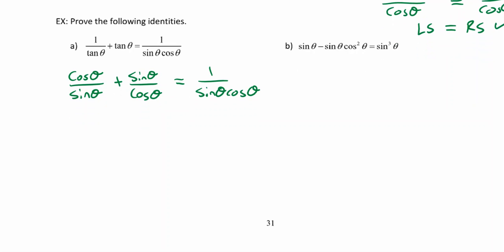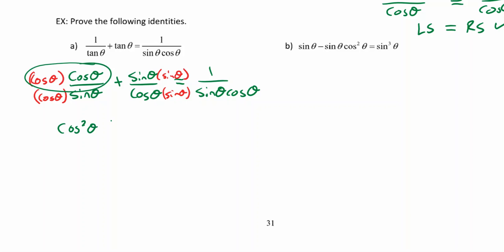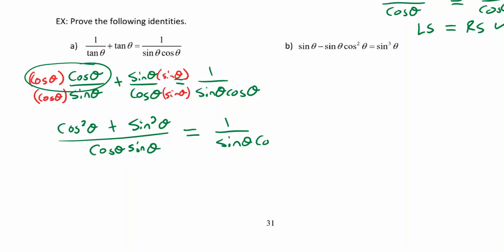Okay, so now if we write this guy all over a common denominator by multiplying this side by cos theta, top and bottom, cos theta, and this side, top and bottom by sine theta, then look what happens. We end up with cos squared theta plus sine squared theta all over cos theta sine theta, and that's equal to 1 over sine theta cos theta.